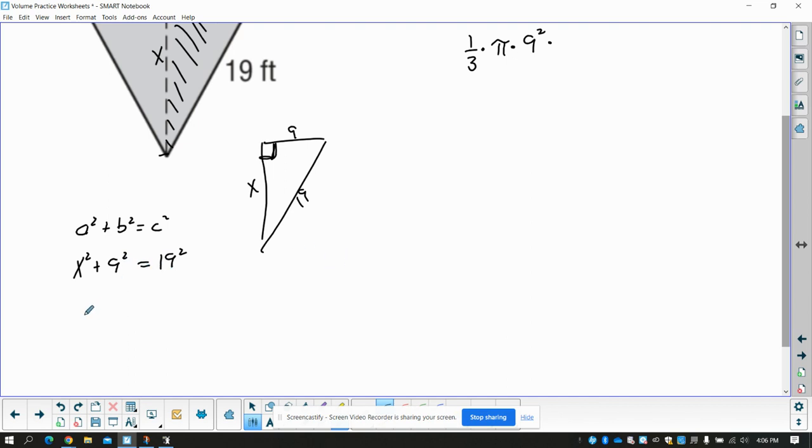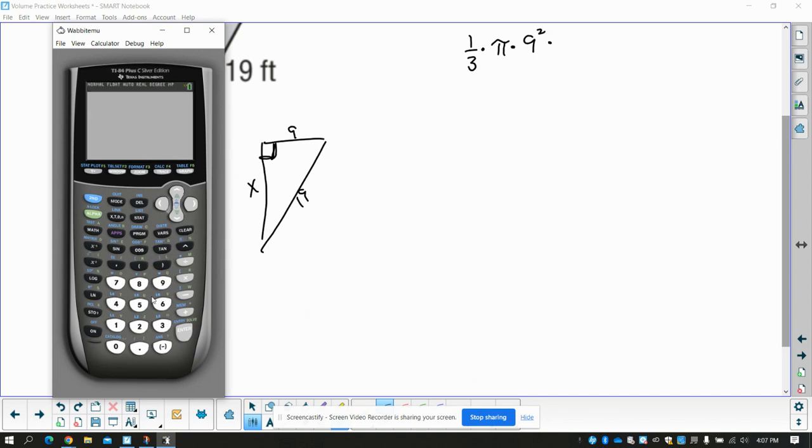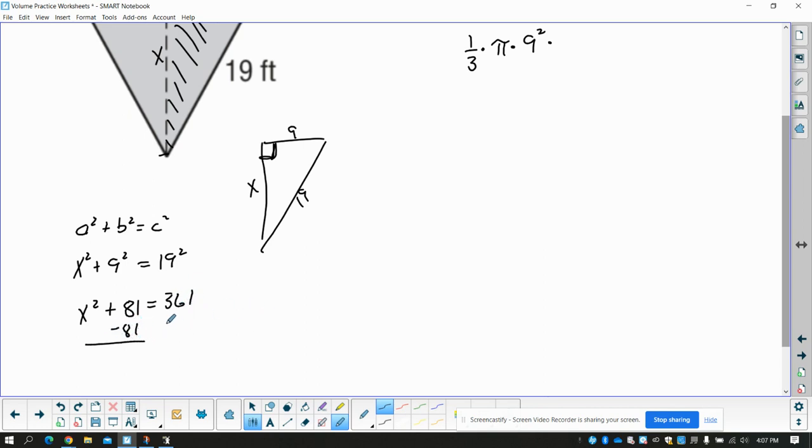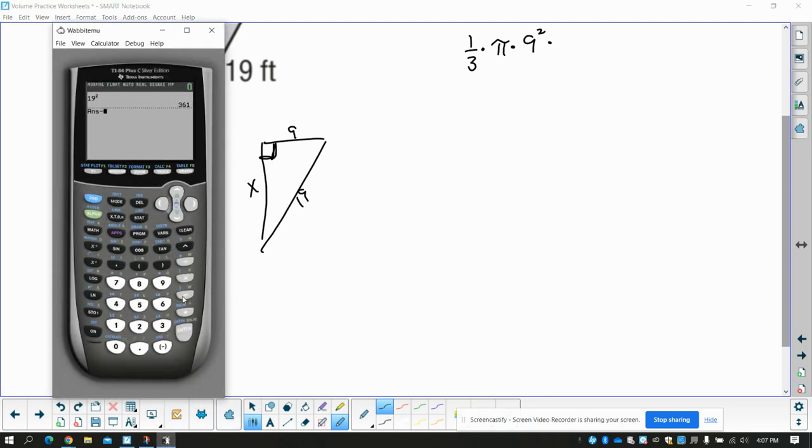And then we can go ahead and start working this out. So x squared plus, and the 9 squared is 81. 19 squared, grab my calculator here. 19 squared is 361. Subtract 81 from both sides of this equation. And so we're going to get x squared equals 361 minus 81. Minus 81 is 280.